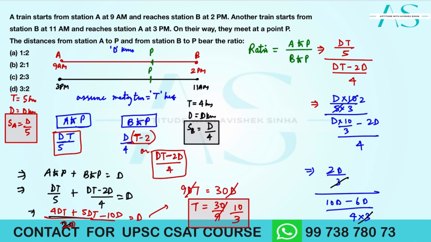क्या बच रहा है आपके पास? You get 2d upon 4d. So d and d, 4 and 4 cancel. You have 2:1 as your ratio. Option B here is your correct fit. I hope this helps. This is a problem from time, speed, and distance, catering to the meeting point problems.